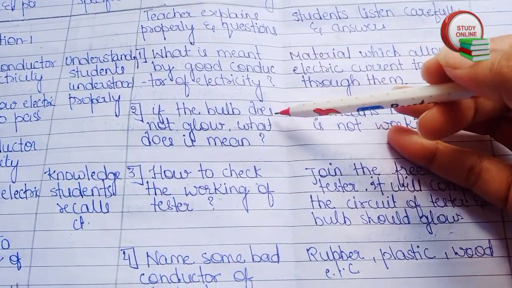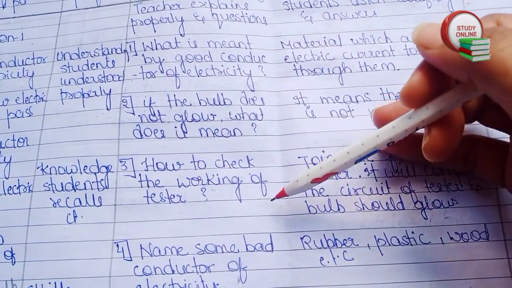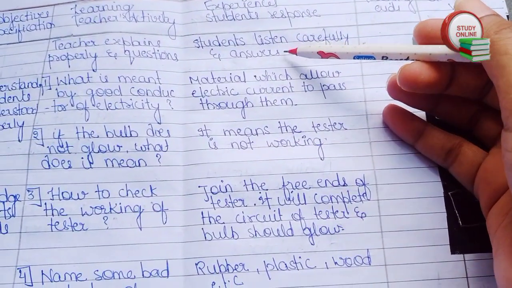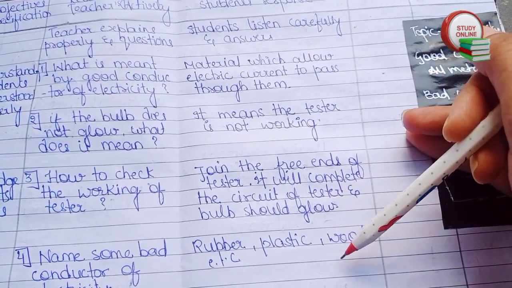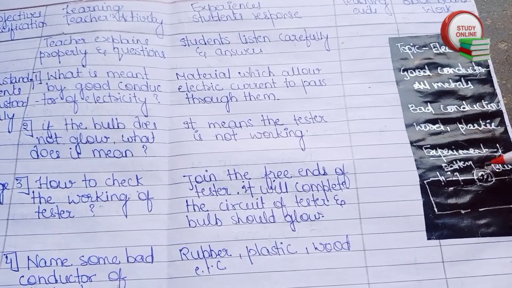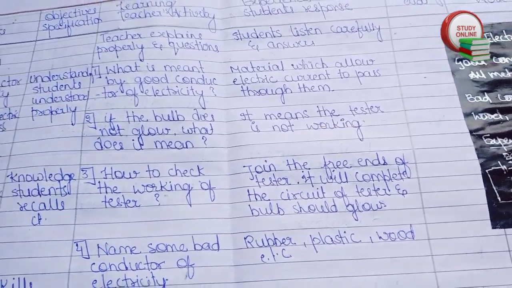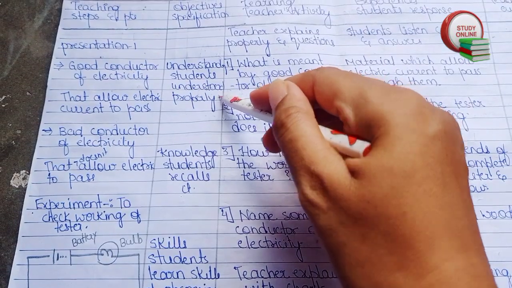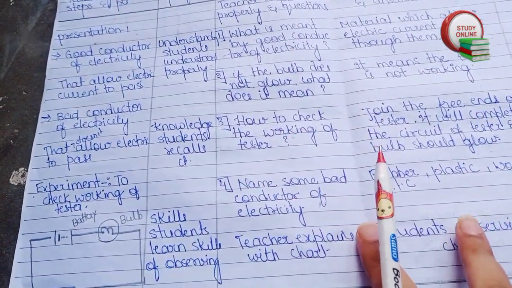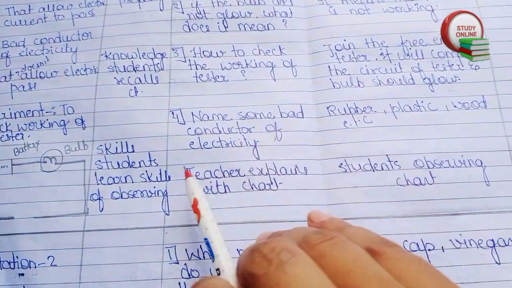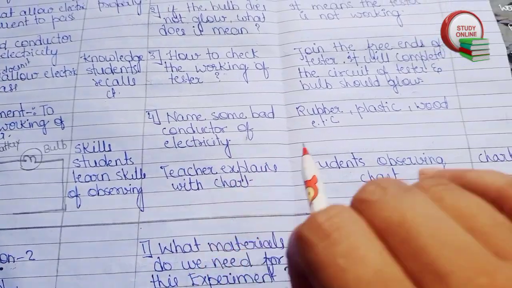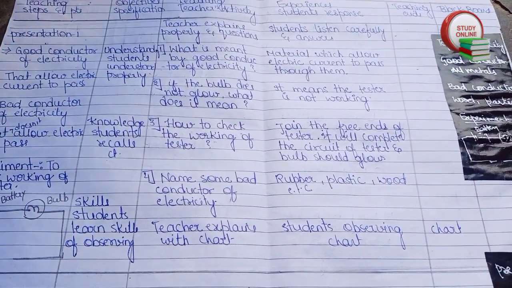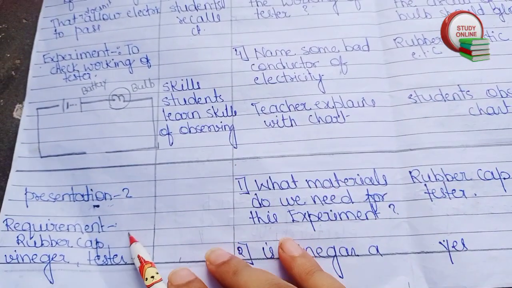After that the teacher will explain everything, and after that the teacher will ask questions, like 4 questions the teacher can ask. Here you can see, after that the students will answer, like students will listen carefully and they will try to answer all the questions. Here you can see blackboard work also. Now here you can see specific objectives, understanding and knowledge. And after explaining everything properly, the teacher has to once again explain with the help of a chart, students observing the chart, and for teaching aid, chart, right?